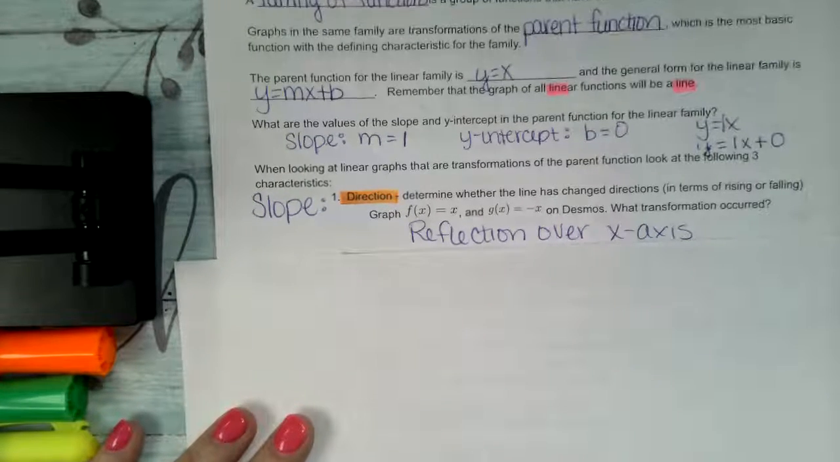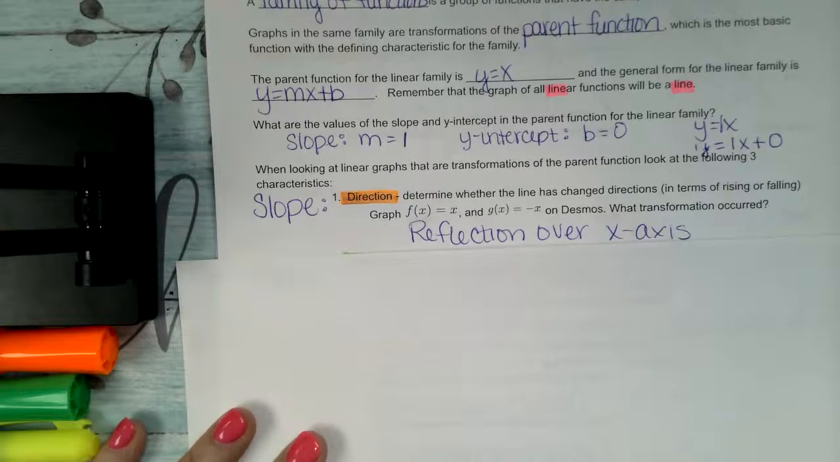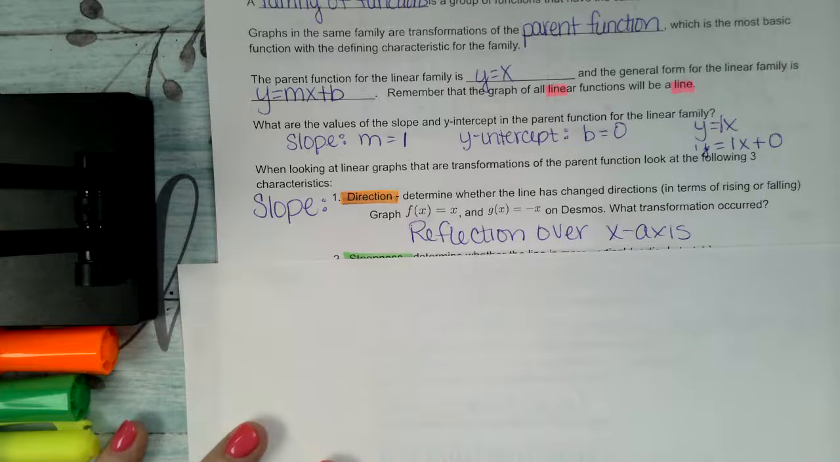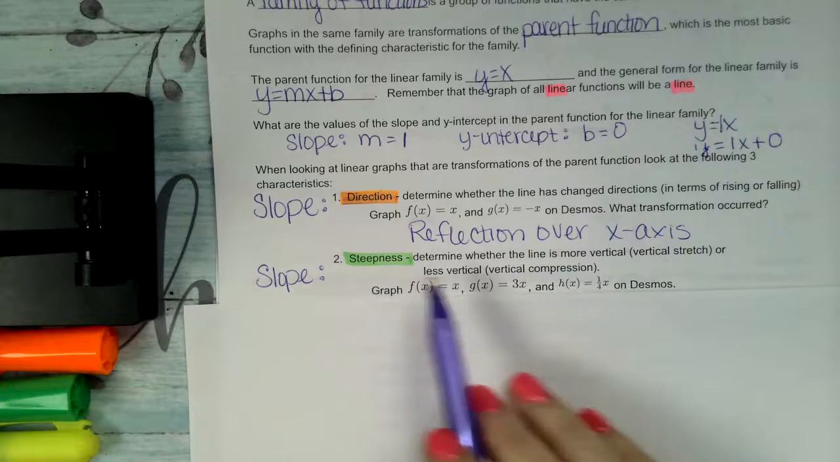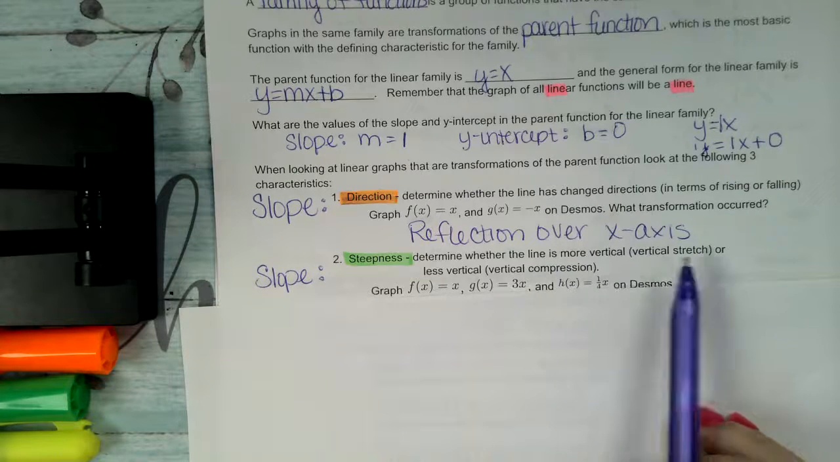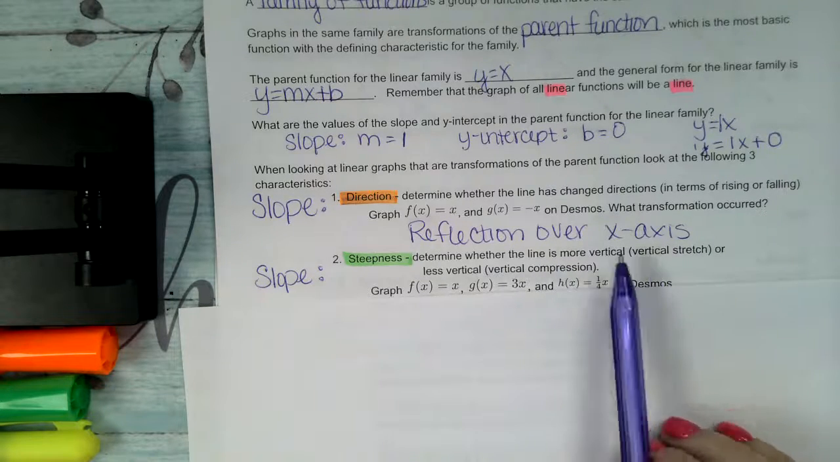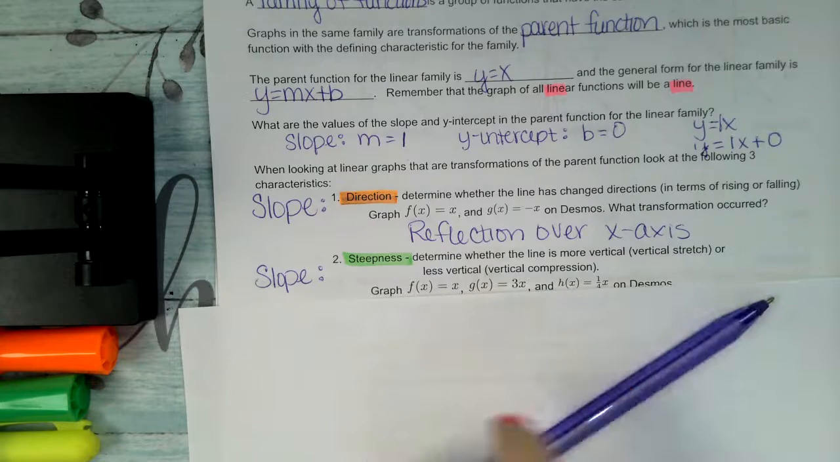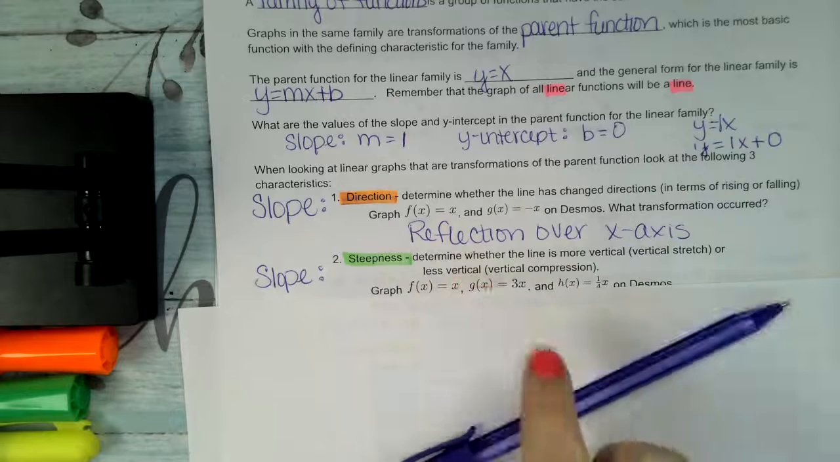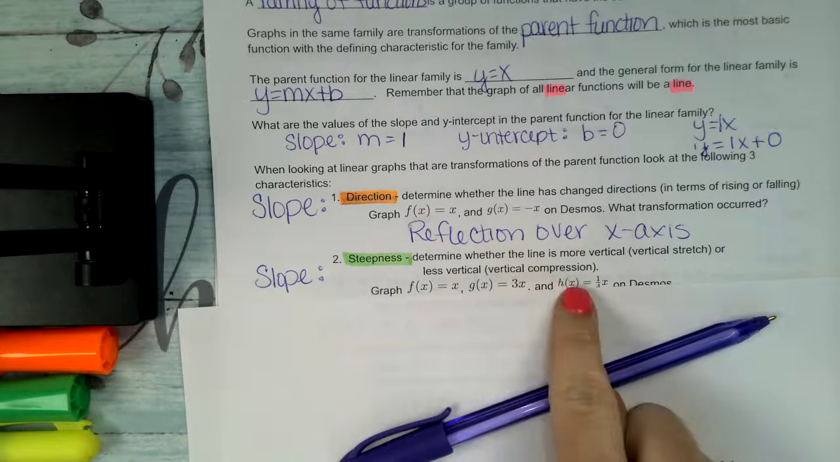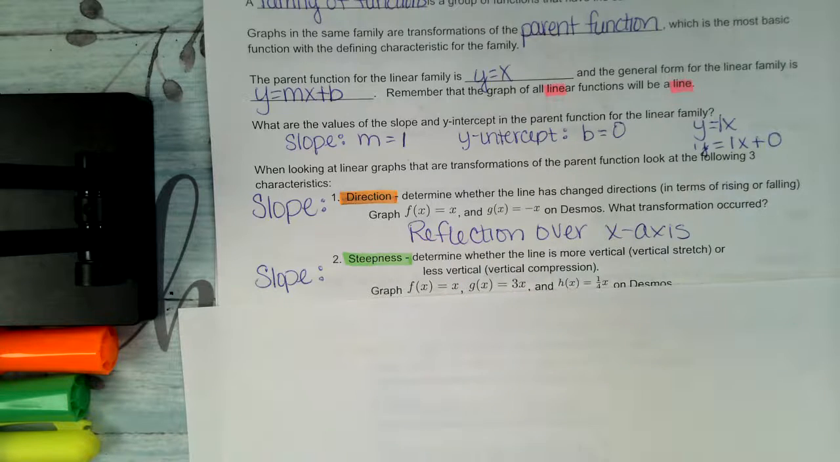The next thing that we're going to talk about is the steepness of the line. Again, for the steepness of the line, you're still talking about the slope. It's going to determine whether it's a vertical stretch, which means it's more vertical, more like straight up and down. Or it's less vertical, so it's flatter, a vertical compression.